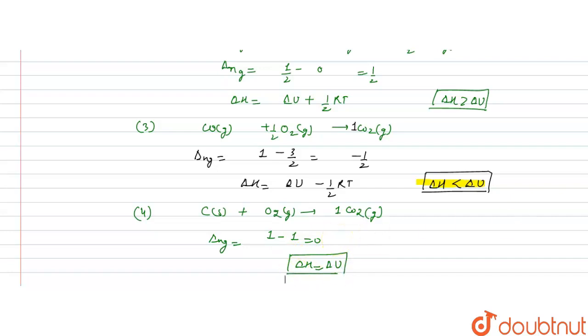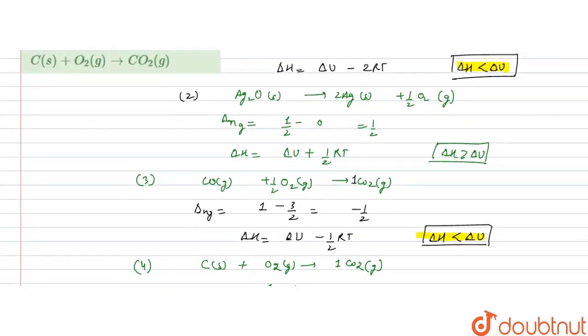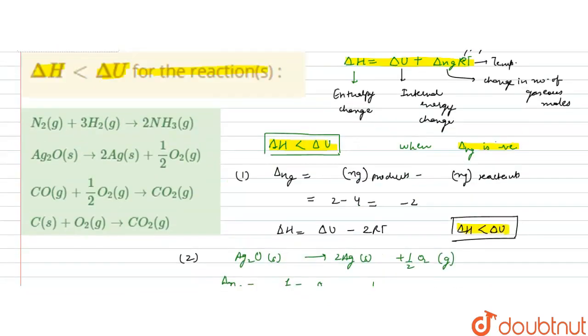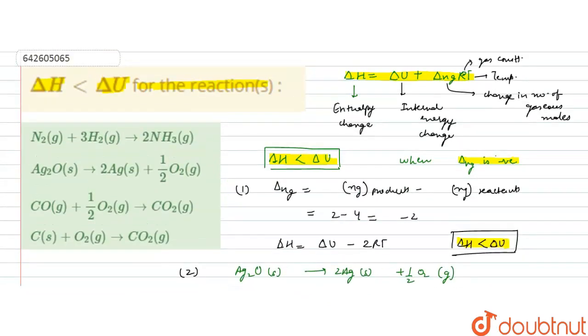So the reactions in which delta H is less than delta U are options A and C, in which the reactant moles are more as compared to product moles, so that delta Ng comes negative and delta H will be less than delta U. So A and C is the correct option for this question. I hope you understood the solution.